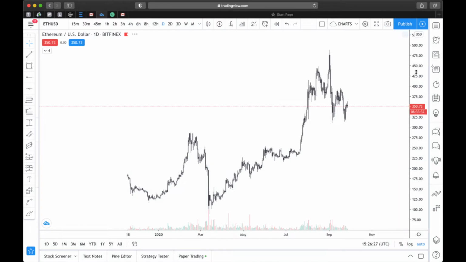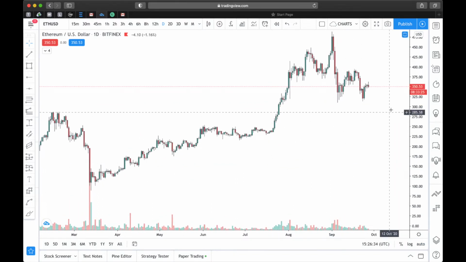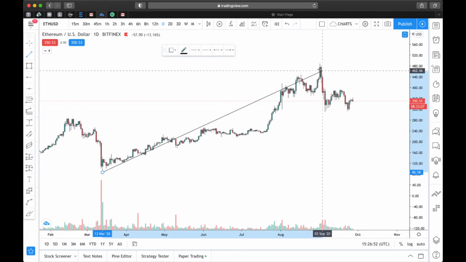This is an ETH chart. I know these candlesticks look weird or complicated to you. Don't worry. In the next module, we are going to be talking about candlesticks, and you will know what they mean. So let's get into trend. For example, from here to here is an uptrend.